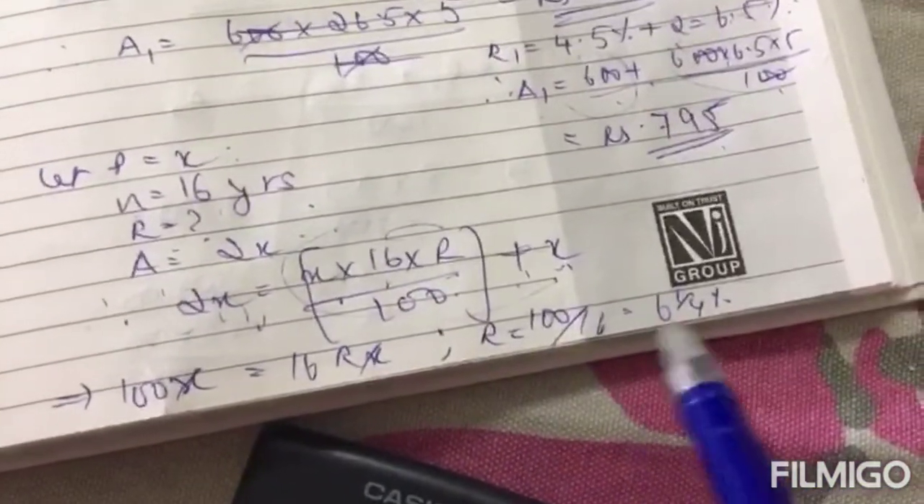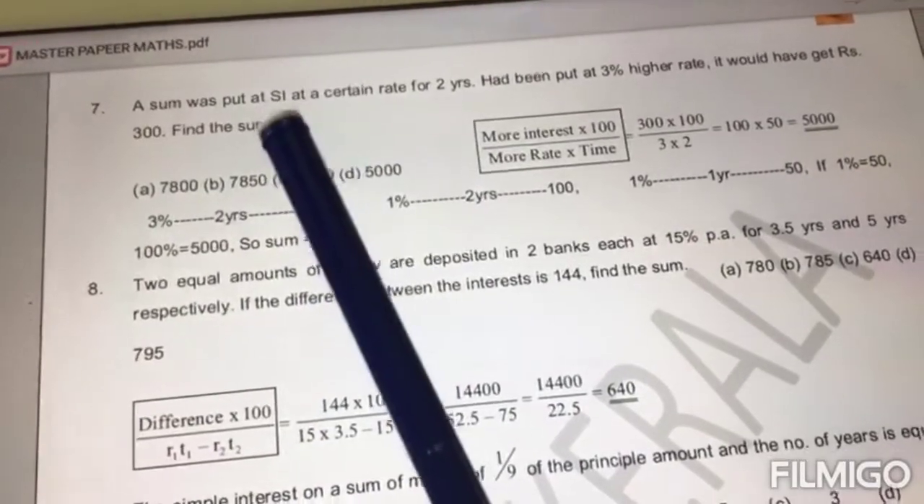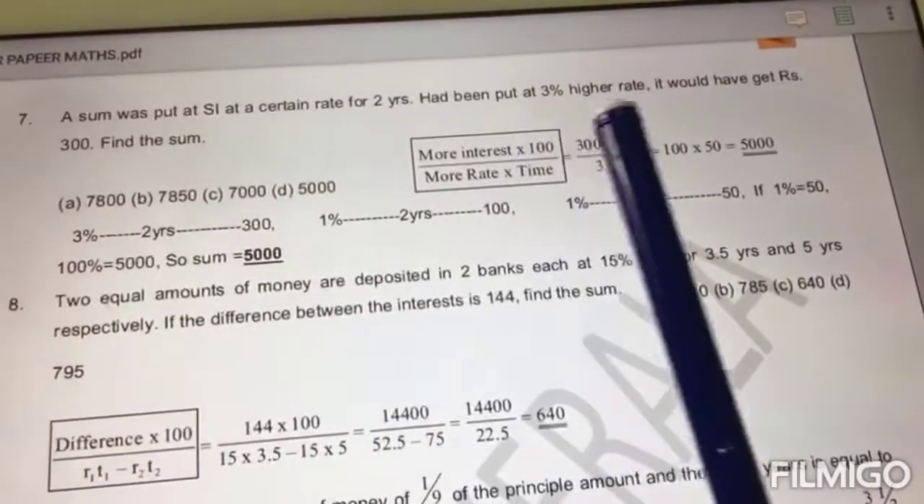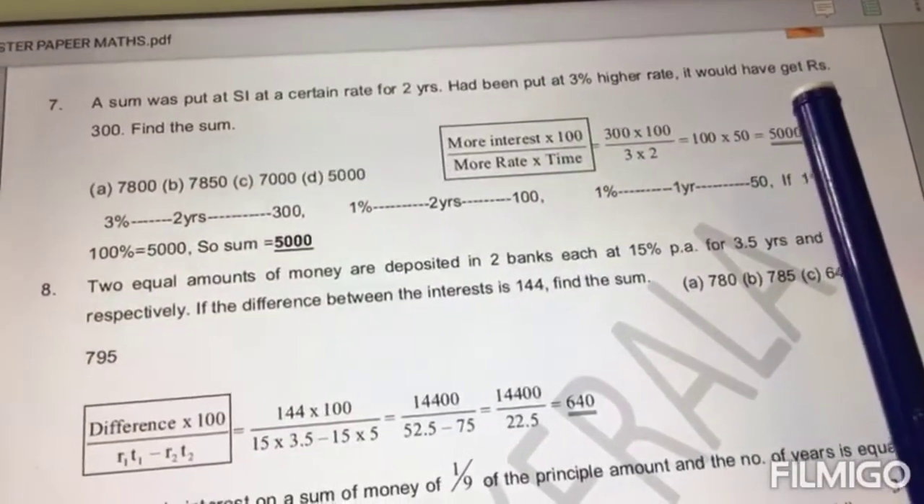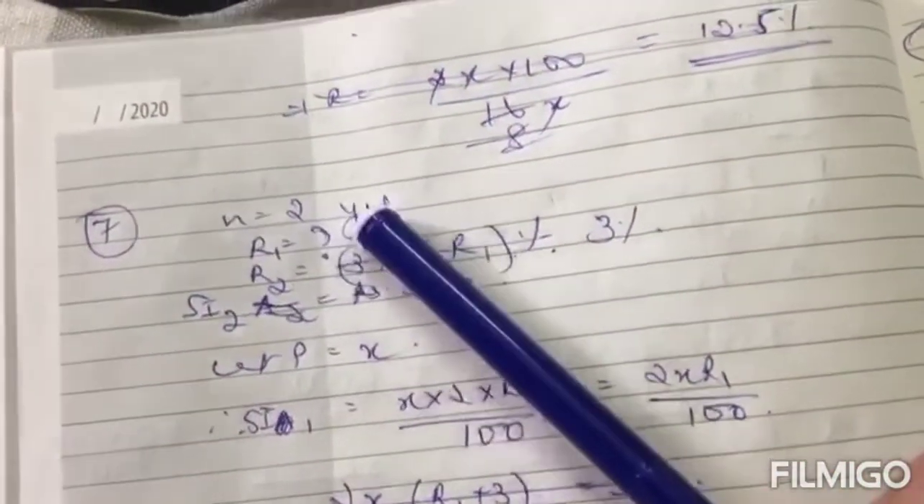Once you simplify it, you will get R as 6 and 1/4%, which is the right answer. Number 7. A sum was put at SI, simple interest, at a certain rate for 2 years. Had it been put at 3% higher rate, it would have got rupees 300. Find the sum.